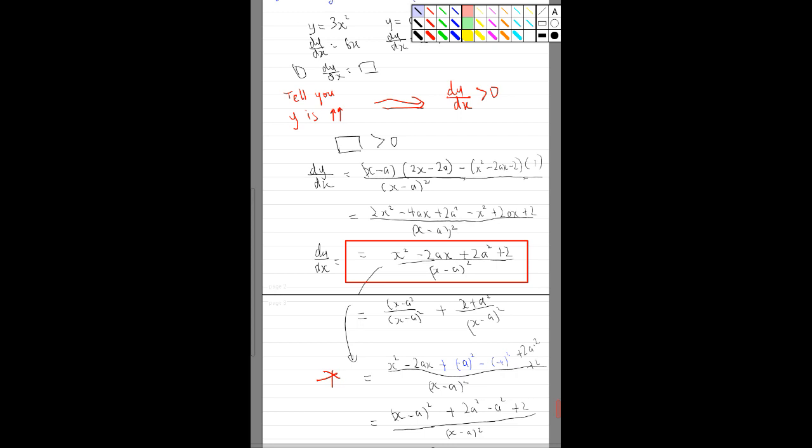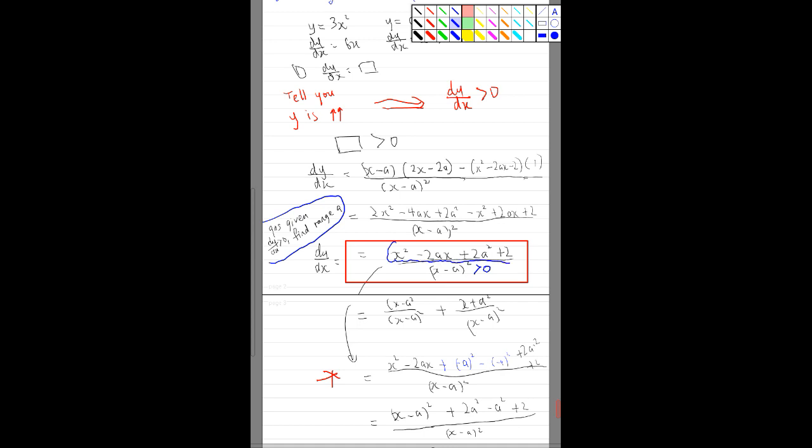So the question given is that dy/dx is more than 0, and then I want to find the range of A. So this is our question, and if we see from here, we know that the denominator is always more than 0. But how about this?